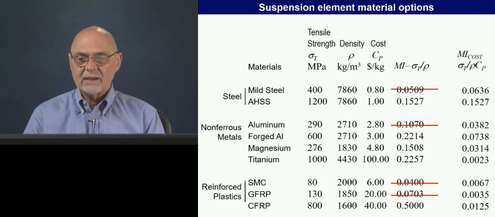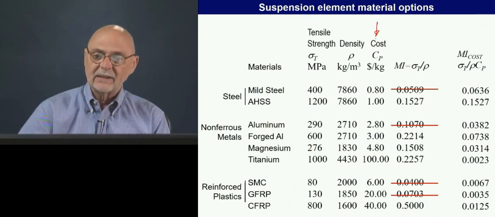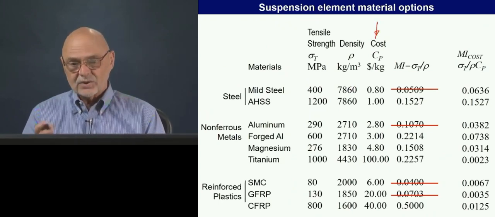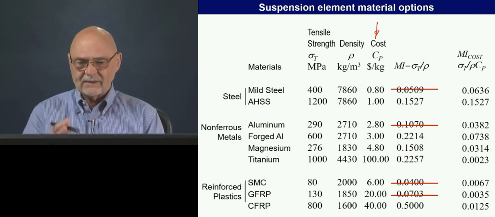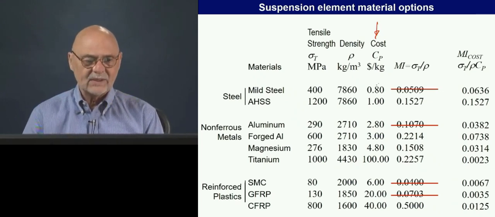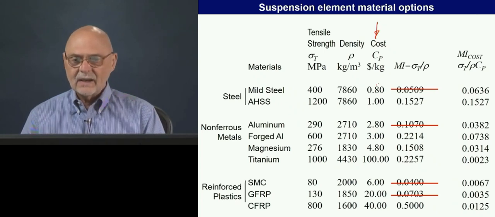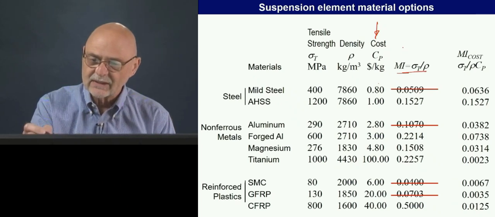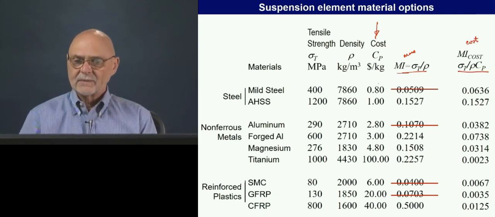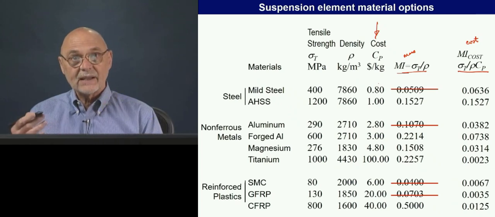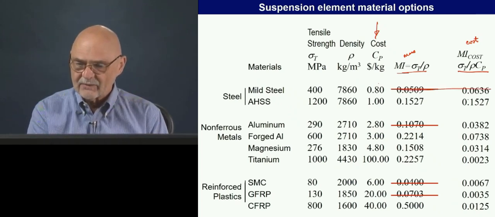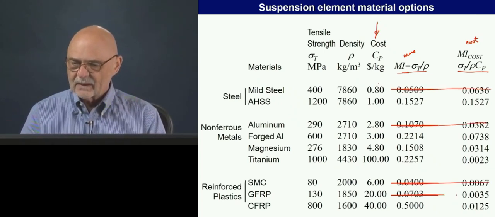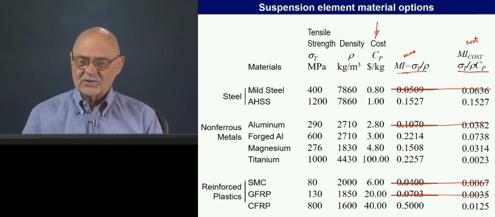So now we can go back to our table of values, and now I've just added in a cost per kilogram. Of course this varies a lot, so these are just point values at a point in time. Now we're going to take the material index. This was the material index for mass, and now we're adding the material index for cost. Again, we want to choose the material that has the biggest value. So this one was already thrown away. But now we see things have changed a little bit.